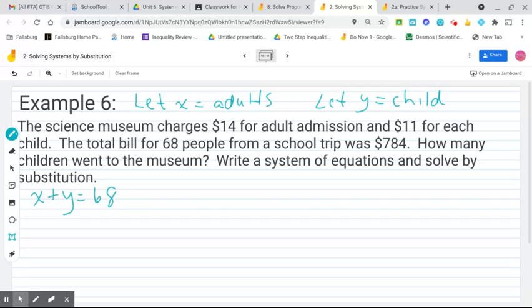Then we also know that it was $14 for an adult, $11 for a child, and the total was $784. So for adults, it's $14, so $14 times the amount of adults. We're going to add $11. Doesn't really look like an 11. Let me erase that. So $11 times however many children went. And when you add that up, you will get a total spent of $784.